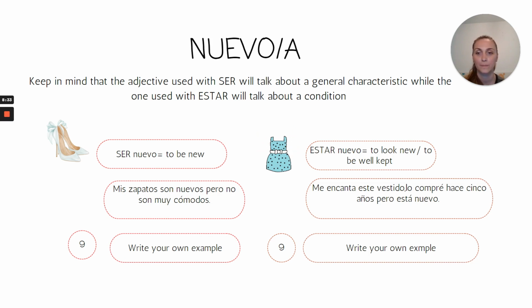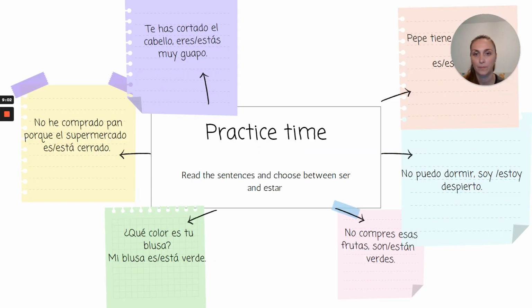Nuevo o nueva. Ser nuevo, it's something that is new, to be new, okay? Mis zapatos son nuevos, pero no son muy cómodos. Estar nuevo, it's to look new or to be well kept. Me encanta este vestido. Lo compré hace 5 años, pero está nuevo. Yes? It's still good, looks good. It's still in good shape. Okay? Bueno.